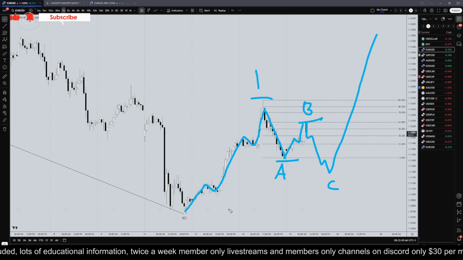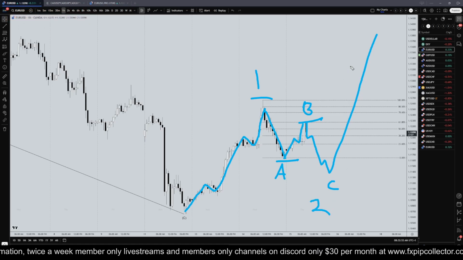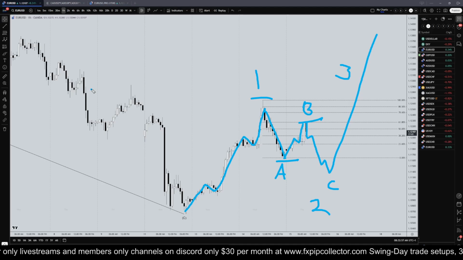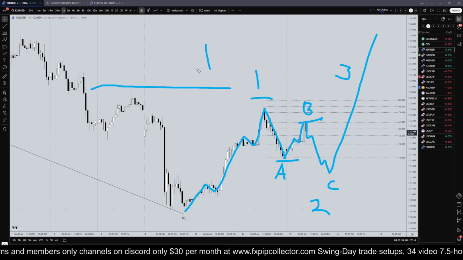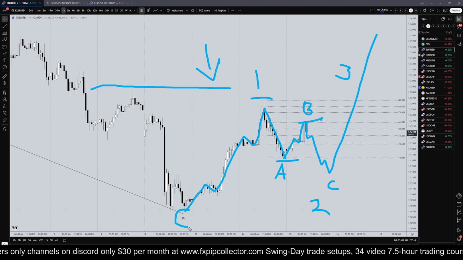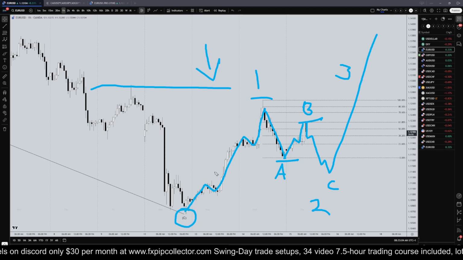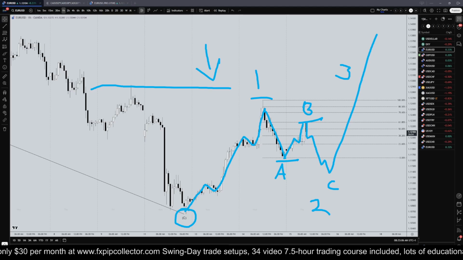Hopefully this first five waves up is a wave 1, this is an ABC of 2, and then once the wave 2 is over, we should get another big push up for a big wave 3. If, like I said, it gives us a nice solid break of structure, it should confirm that this low right here really is the end of a correction on the much higher time frames.